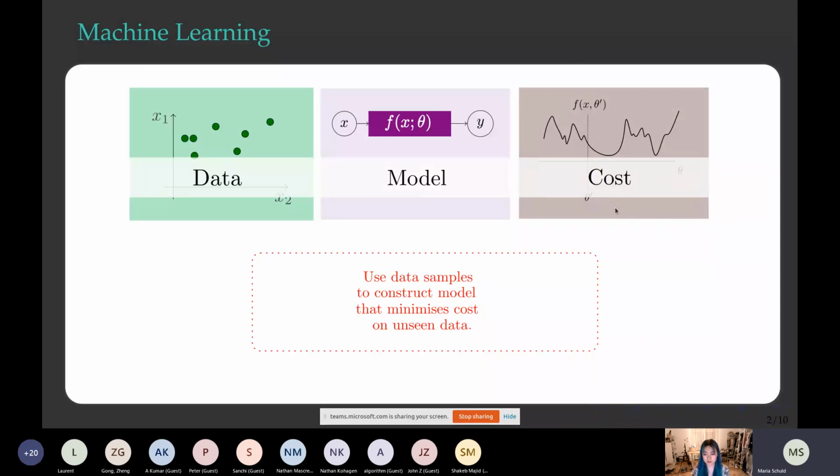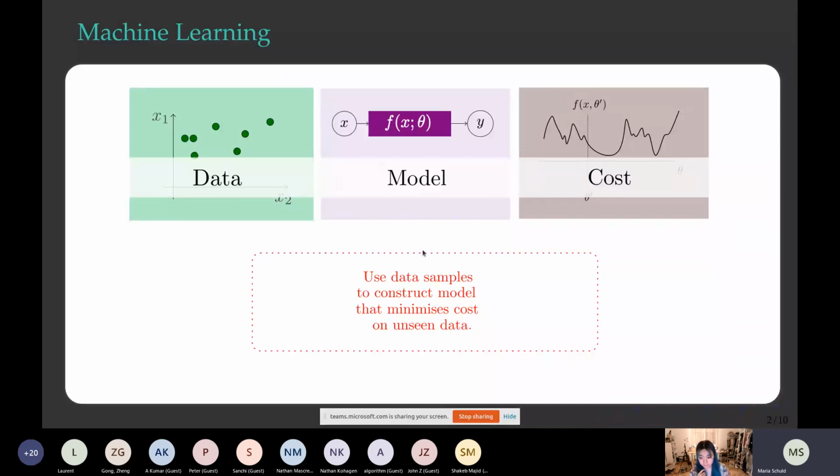And the third ingredient is a cost. The cost is basically a function that measures how well the model does on the data. The cost is also a whole modular thing that you can change. You can analyze what different cost functions do. You can construct the cost with different terms, regularization. Those of you who work in machine learning know the pain of this.